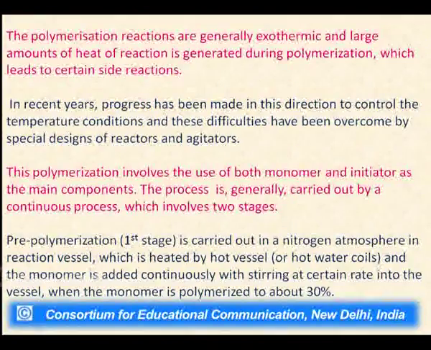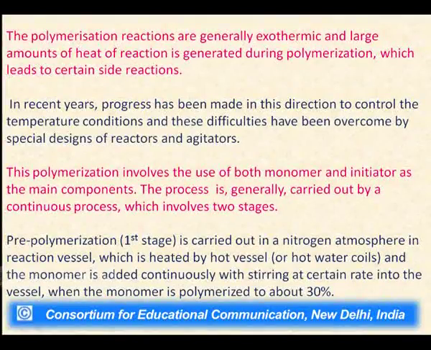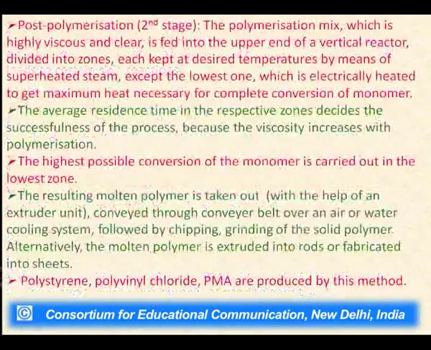So, to control the reactions, we have to design the apparatus or use many other techniques in bulk polymerization. This polymerization involves the use of both monomer and initiator as the main components. The process is generally carried out as a continuous process which involves two stages: first the pre-polymerization and second the post-polymerization. In the first stage, it is carried out in a nitrogen atmosphere in a reaction vessel heated by hot water coils, and the monomer is added continuously with stirring at a certain rate into the vessel until the monomer is polymerized to about 30%.